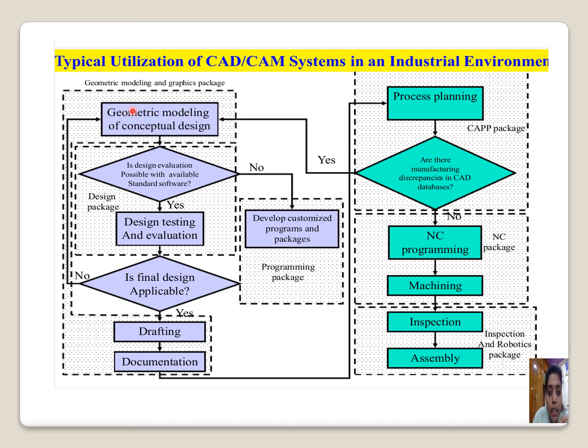This is the geometric modeling and graphics package, this box. This one is the programming package. Like this, it has different packages. CAPP means process planning, the process planning package, and network analysis. Network connections, everything, this whole programming comes under some package. Afterwards it goes to the inspection and assembly process. This is one package. By combining all these packages only, CAD CAM systems are developed. All of you learn this carefully.